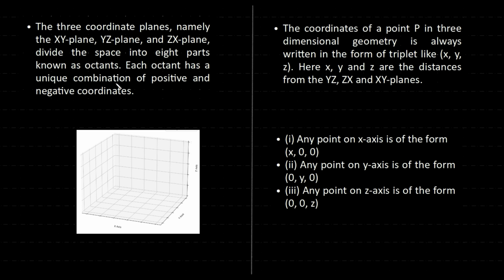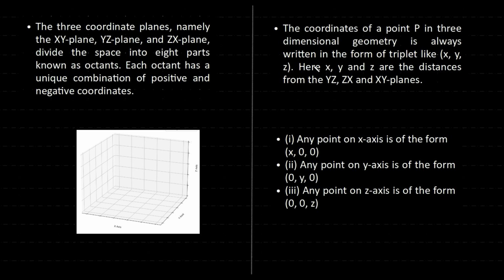Each octant has a unique combination of positive and negative coordinates. So this is an octant, part of the octants. It has its own positive, negative signs, same as your x and y axes in a two-dimensional space. So this is positive, positive, positive; negative; no, this is negative, positive. The point is, this too has its own negative and positives.